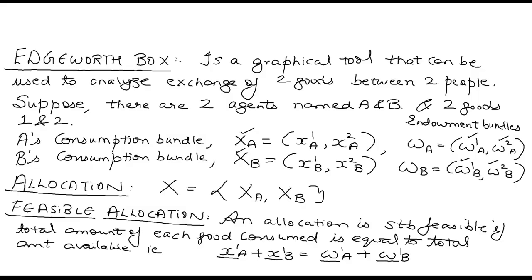Similarly, I can do the same analysis for good 2. So for good 2, total amount of good 2 consumed by agents A and B should be equal to total amount of good 2 available in the economy.